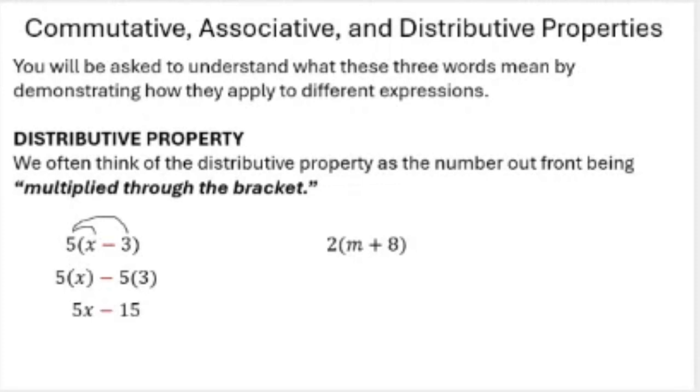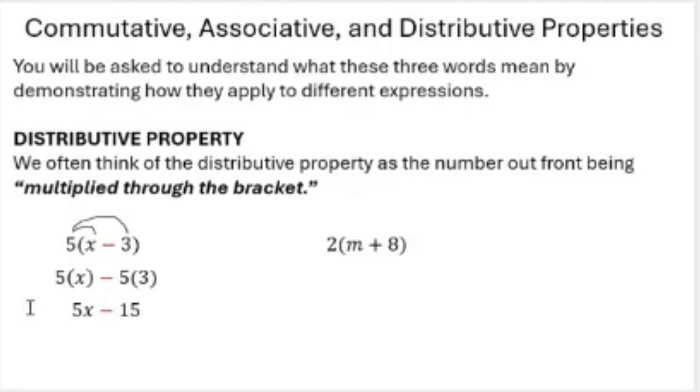5 times x is just 5x. 5 times 3 is 15. And here, Sasha asked earlier what it meant when it asked you to simplify. This is a classic simplify question, and this is a classic one where people go too far. This is as simple as this gets, 5x minus 15, but people will try to combine it. They'll try to subtract the 5 and the 15 and get negative 10 or something.